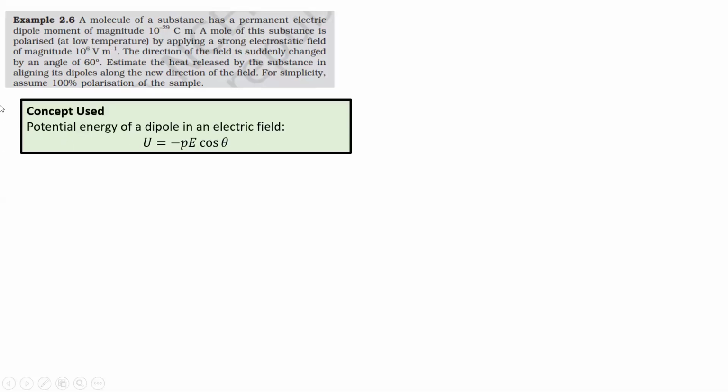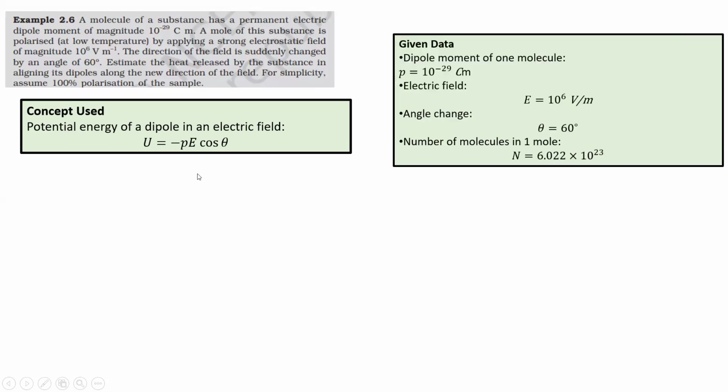Okay. First, the potential energy of the dipole. The formula for potential energy of the dipole is minus PE cos theta. What are the given values? Dipole moment is given as 10 to the power minus 29 coulomb meter. Then the electric field is given as 10 to the power 6 volt per meter. The direction of field is suddenly changed by an angle of 60 degrees.